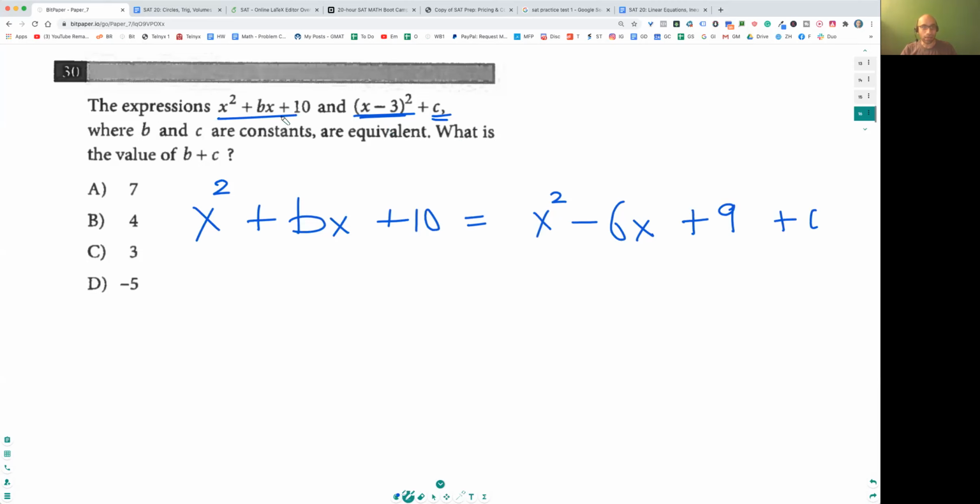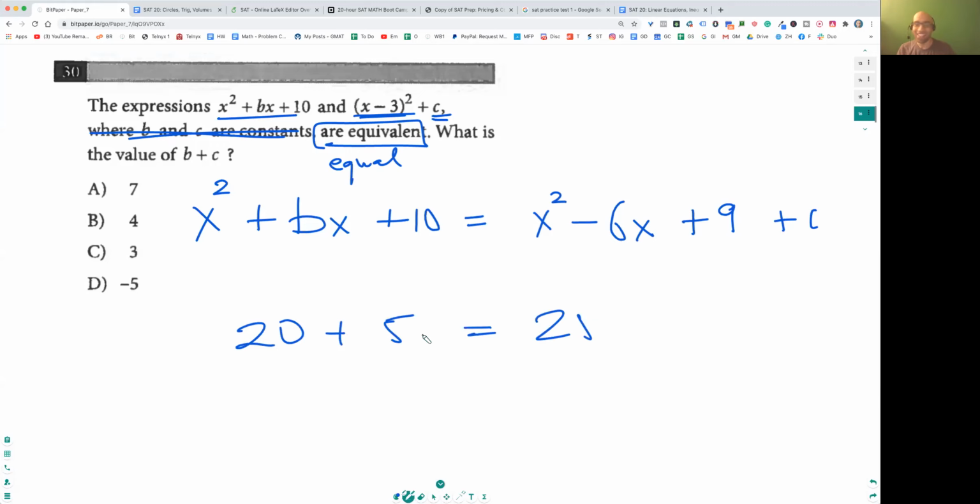It says over here, are equivalent. Good question, Adele. Yes, it does say they are equivalent. So ignore this part. It's saying the expressions this and this are equivalent. Equivalent means they're equal. What a fancy way to say equal, isn't it? It's like saying 2 plus 20 plus 5 is equivalent to 25. That's all they mean.